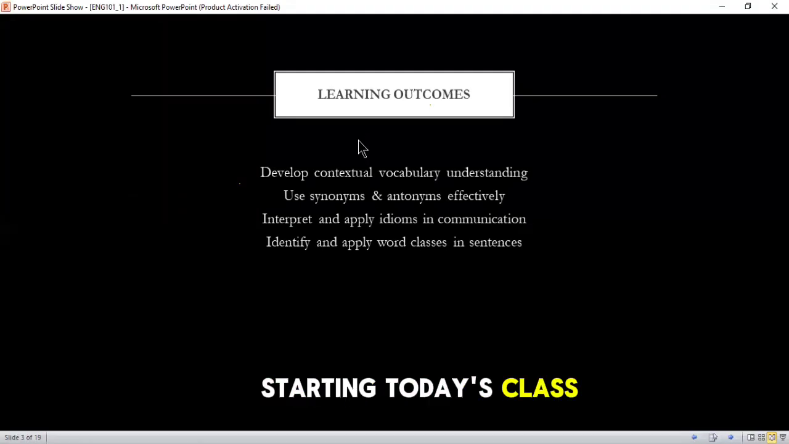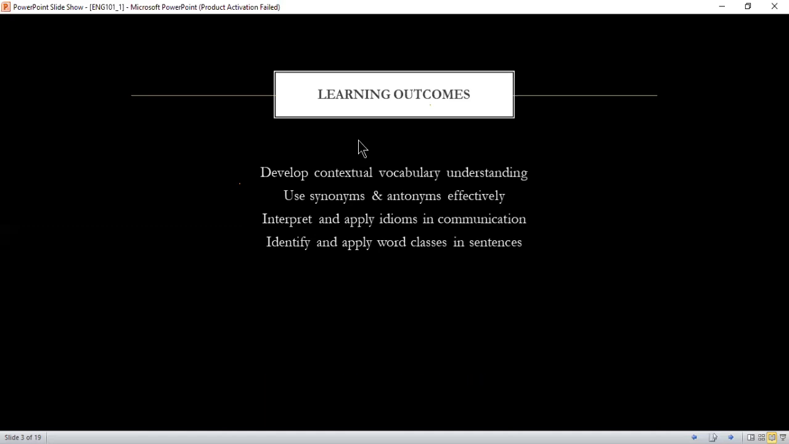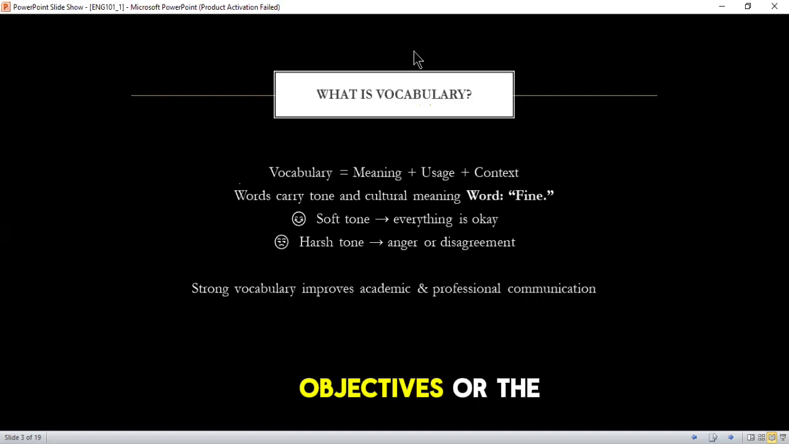Starting today's class, our outcomes for this class are to develop contextual vocabulary understanding and use synonyms and antonyms effectively, then interpret and apply idioms in communication, and identify and apply word classes in sentences. Those are our objectives or the learning outcomes for this class.